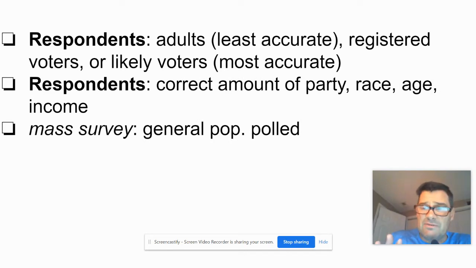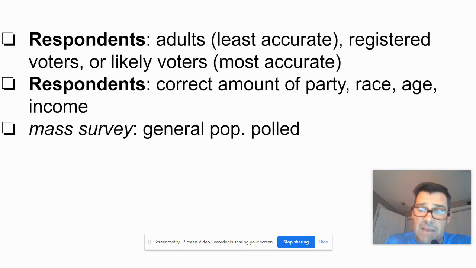There are two types of polls in general when we're looking at the type of respondents you're looking for. The most common one is what we just call a mass survey. It just means the general population is polled, and that's most polls that you run into. They're just surveying as many people as they can find in the general population.